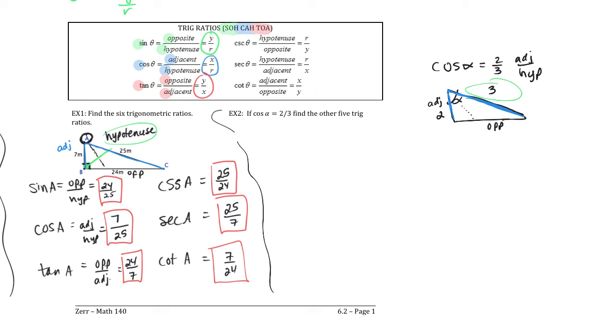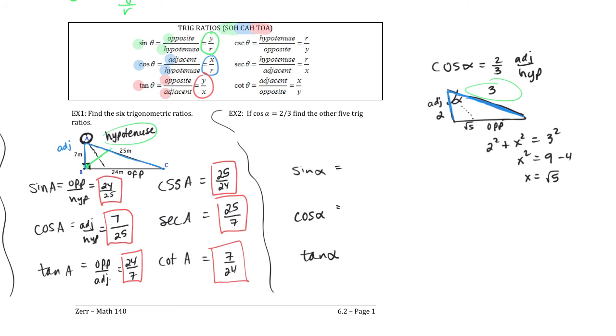Using the Pythagorean theorem, we can say 2 squared plus whatever that opposite is, I'll just call it x squared, is equal to 3 squared. So x squared plus 4 equals 9, and then we can just subtract 4 from both sides. So x is equal to the square root of 5. All right, now we can do all of our trig ratios.